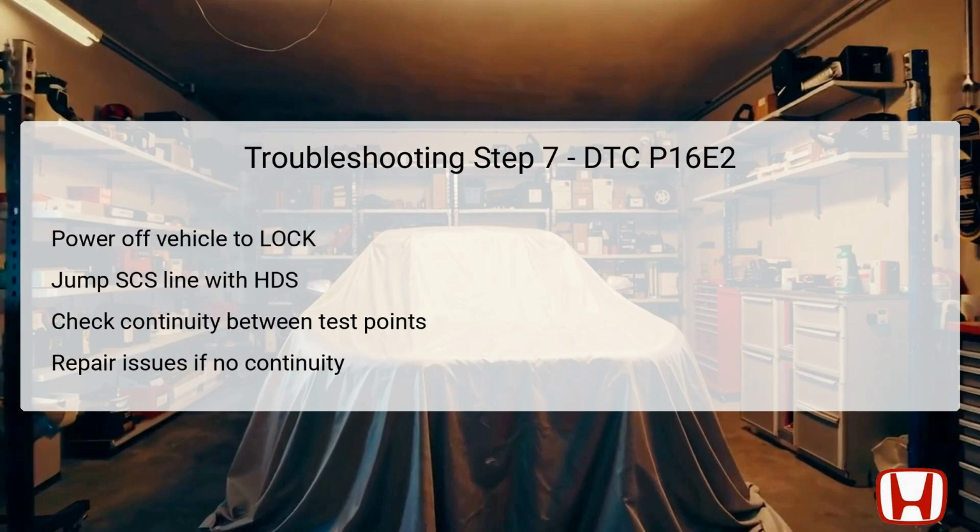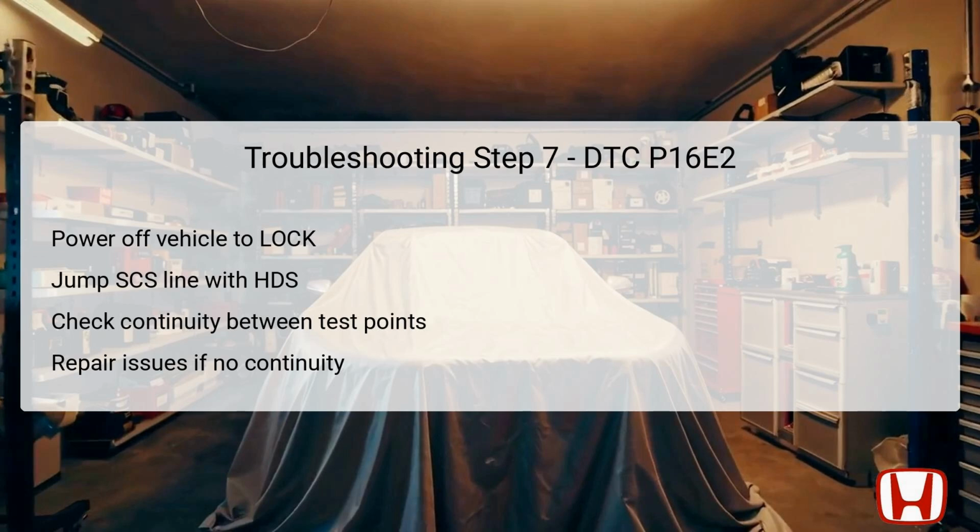In this final troubleshooting step, ensure that the vehicle is turned to the off or lock mode, which prepares the vehicle for testing. Again, jump the SCS line using the HDS, allowing for diagnostic monitoring while examining continuity. Disconnect the alternator 1P connector and the PCM connector A, 51P, once more, preparing for a detailed assessment of the circuit.